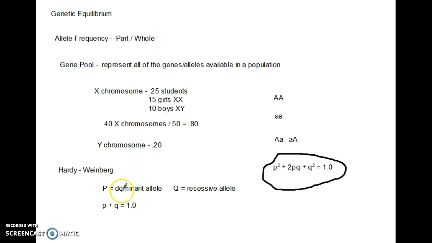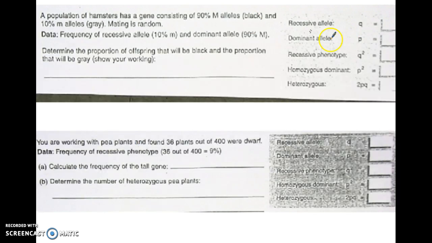I will not tell you P and Q on a test and what they represent. You have to know they represent the dominant and recessive allele, and just knowing two equations is something that you have the opportunity and you can do. So apply this information to a word problem. So on this next page, we're going to do that.